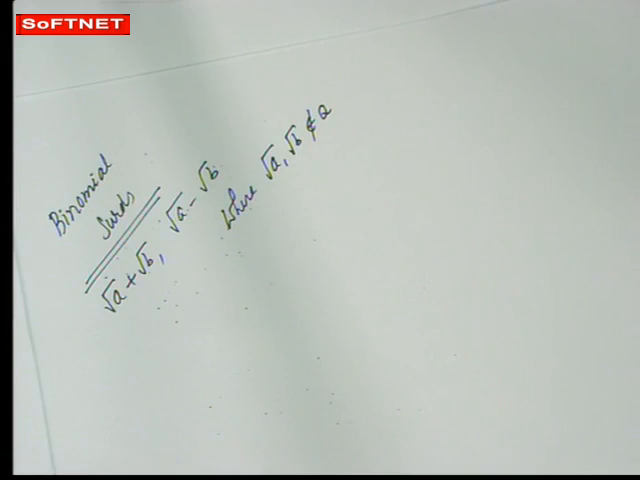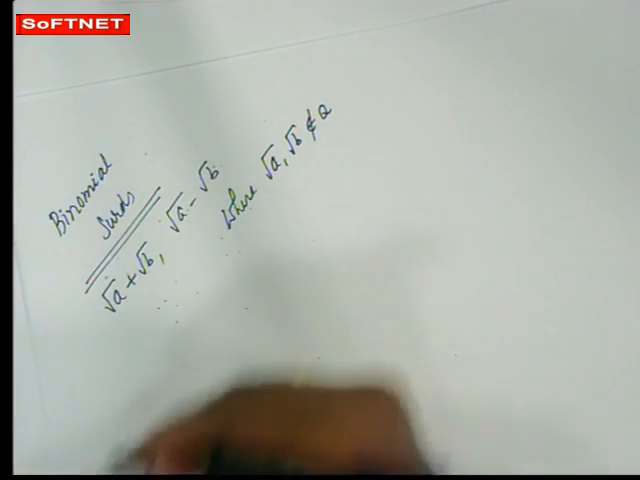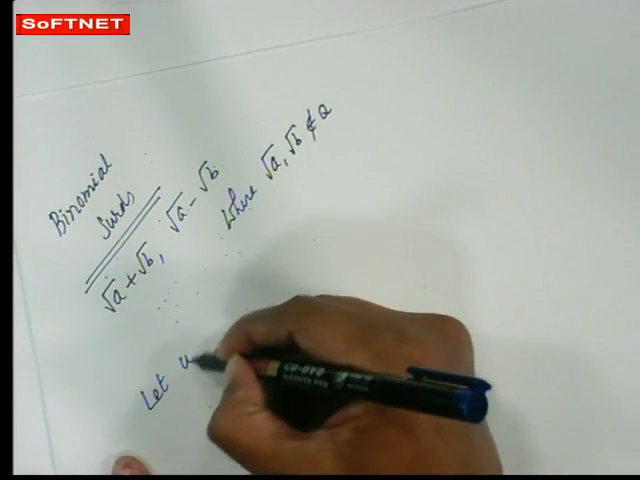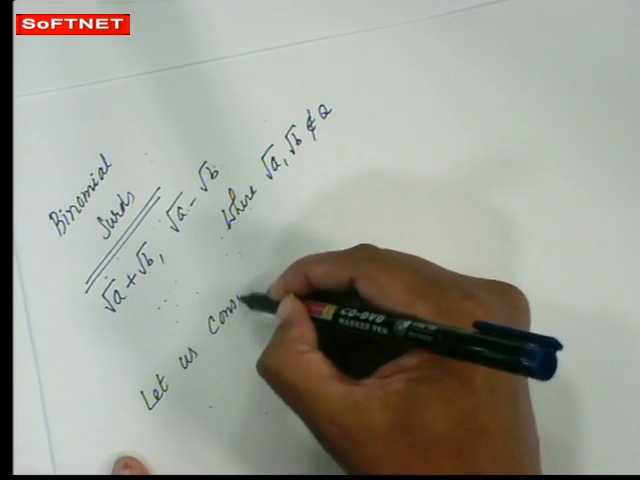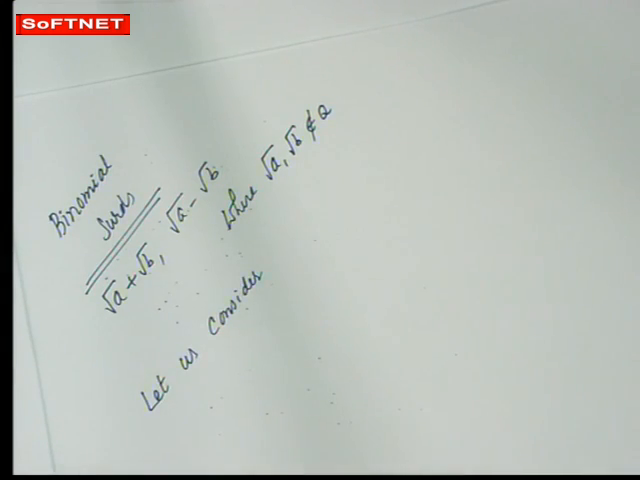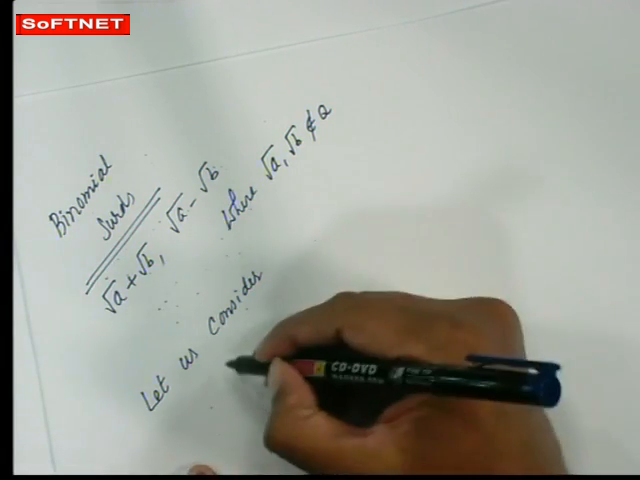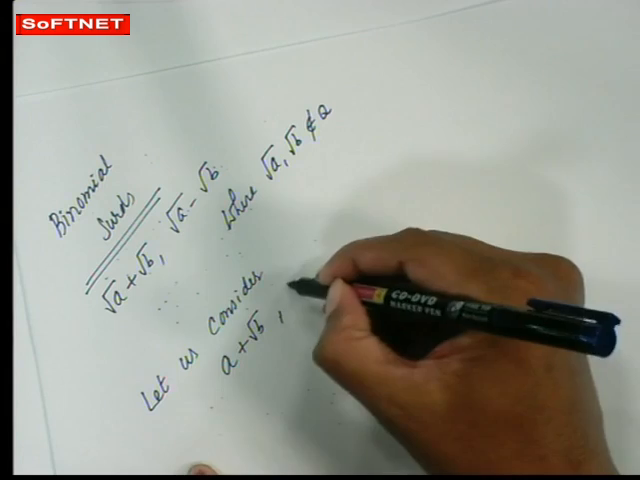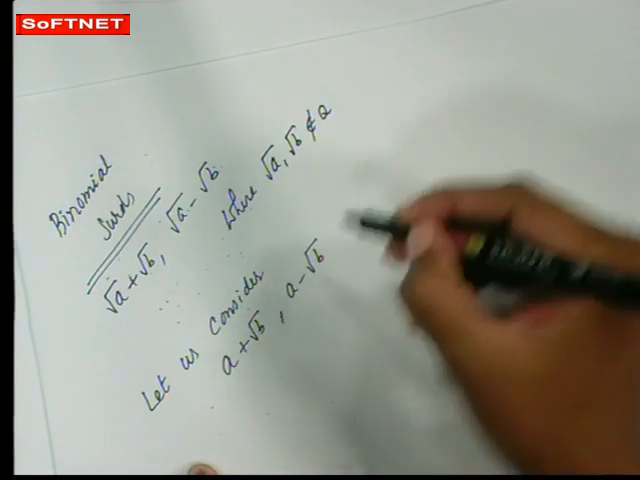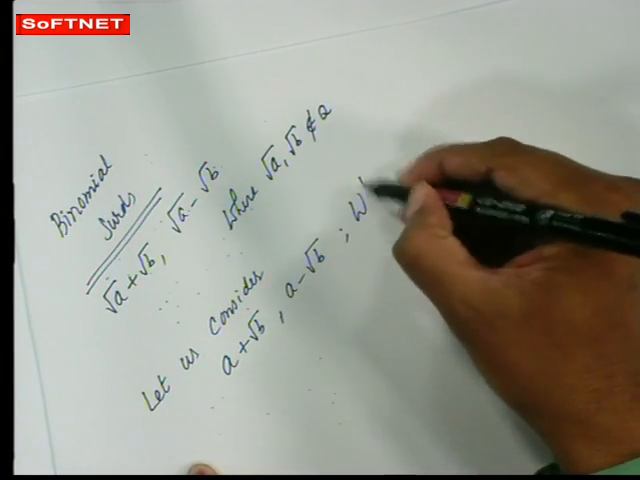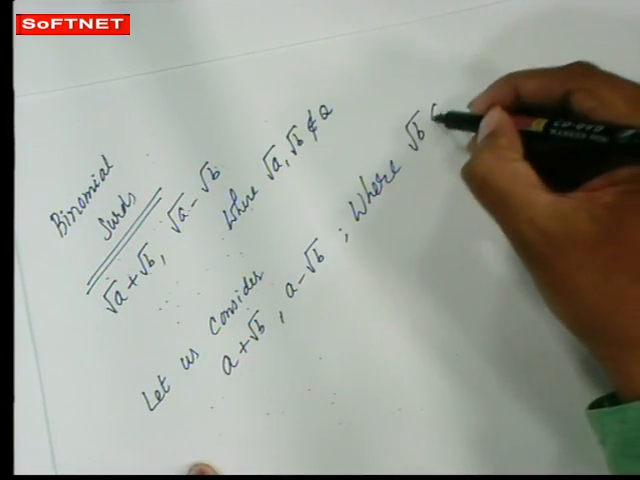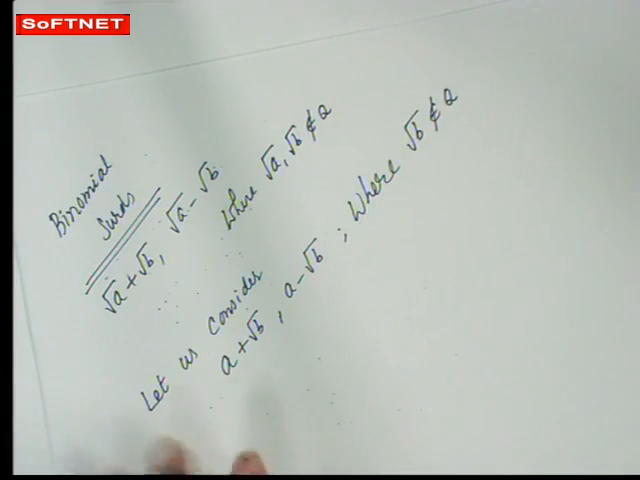Okay. Now let us consider two surds which are in the form of a plus root b, a minus root b, where root b does not belong to Q. That means root b is a surd.